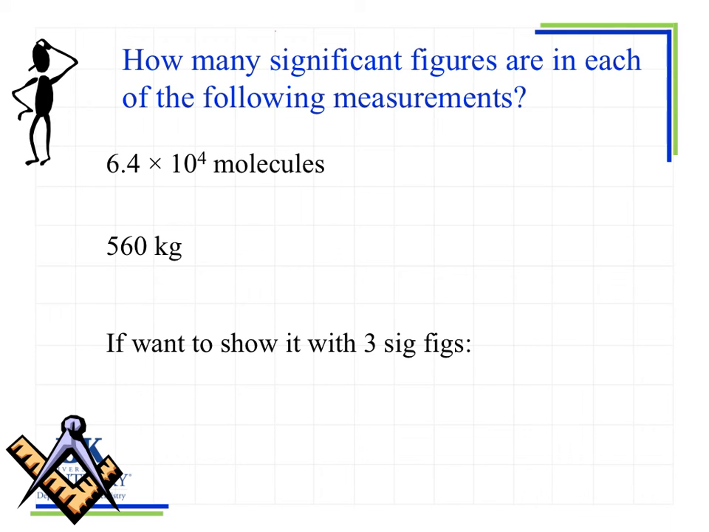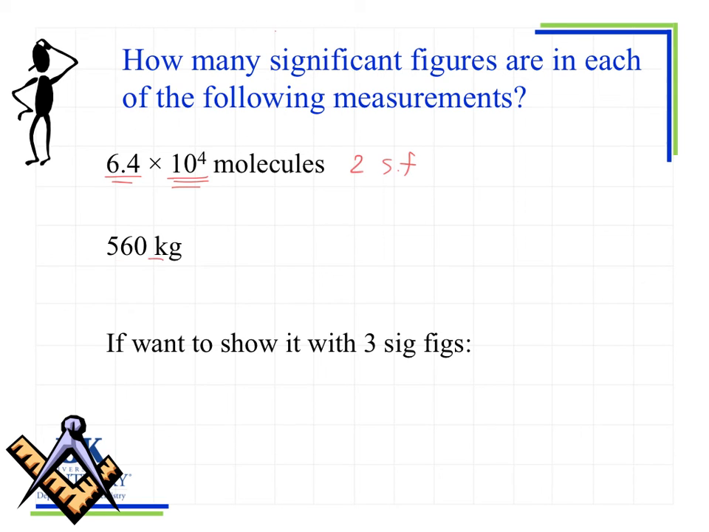Okay, so now you should be able to tell me how many significant figures each of these has. Tell me how many significant figures the first one has. If you said 2, you're right. We do not look at the exponents. It just tells me how big the number is. This number tells me how many significant figures we have, and we have 2 digits, so it's 2 sig figs. What about this one?